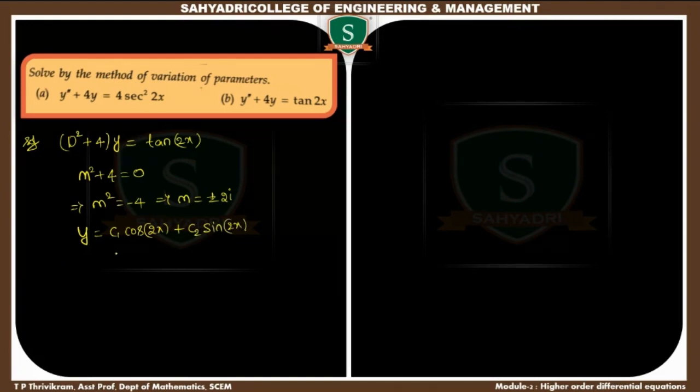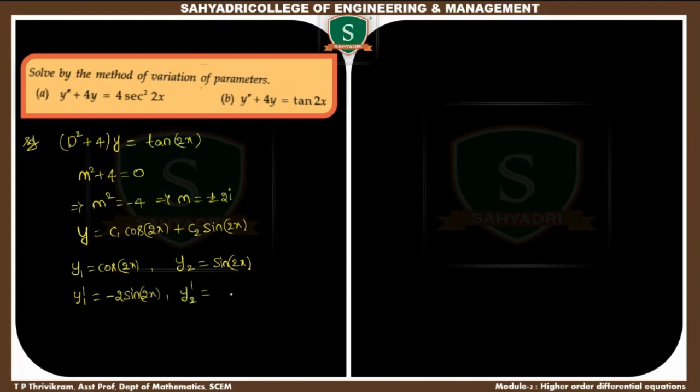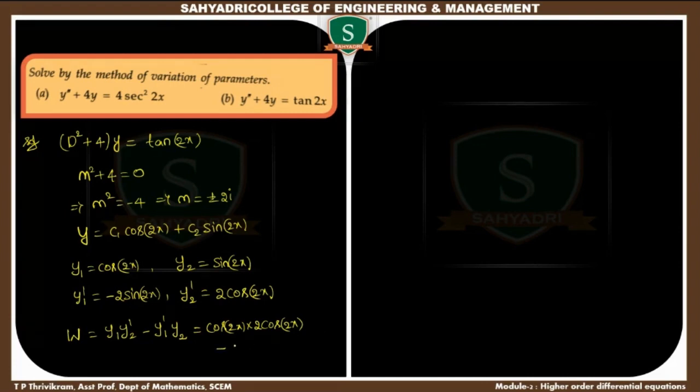Okay, so now I'll take y1 is equal to cos 2x. Similarly, y2 is equal to sin 2x. Okay, y1 dash is equal to minus 2 sin 2x. Similarly, y2 dash is equal to 2 cos 2x. Differentiation I did. Okay, Wronskian W is equal to y1 y2 dash minus y1 dash y2, that is, y1 is cos 2x into 2 cos 2x, minus sin 2x into minus 2 sin 2x.